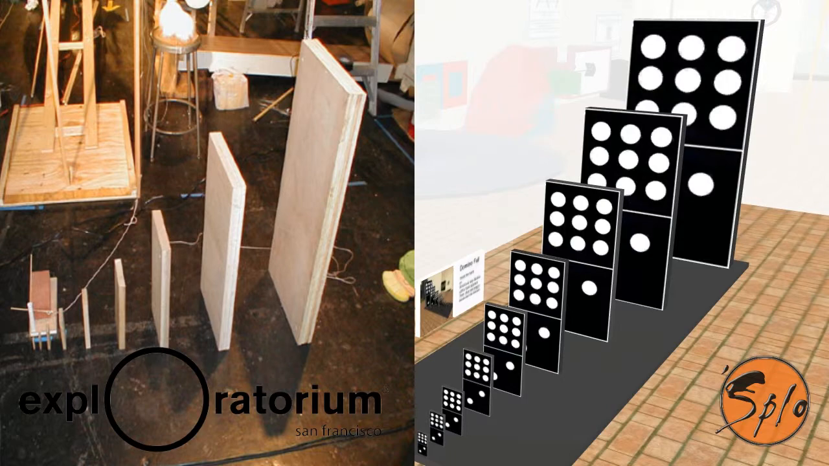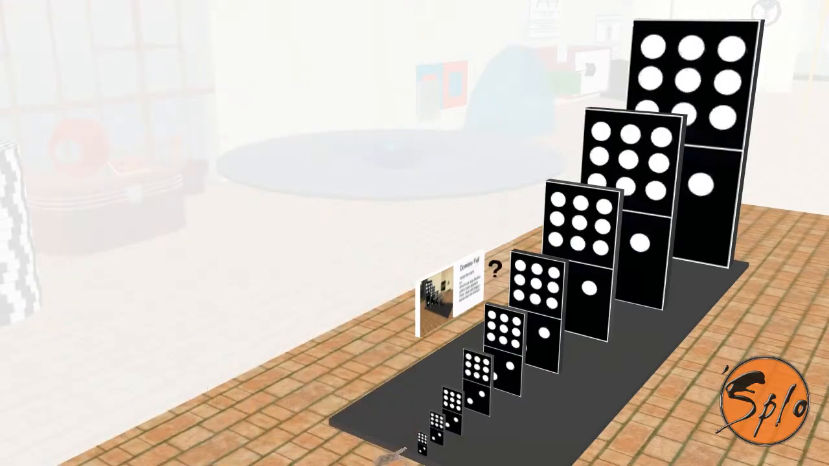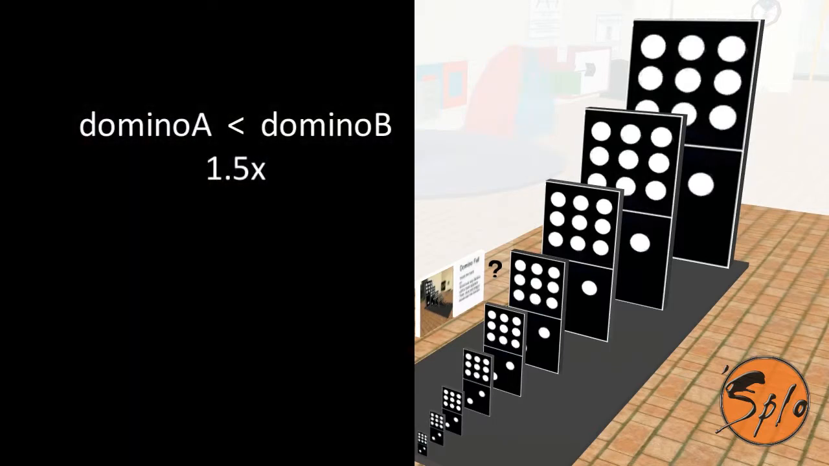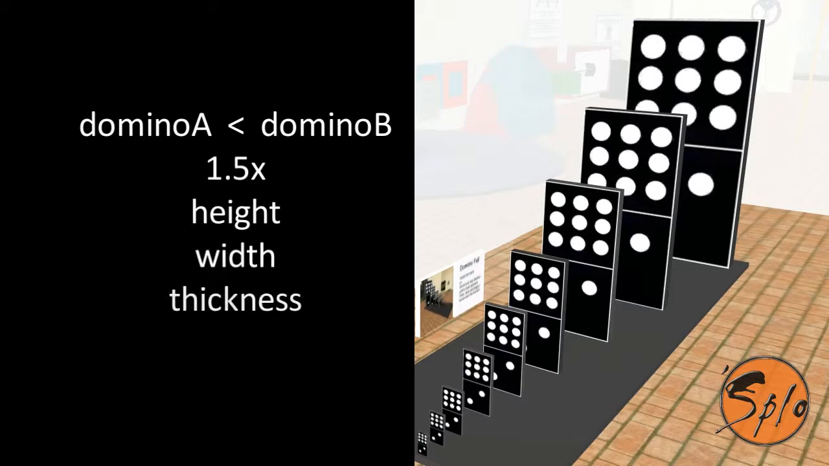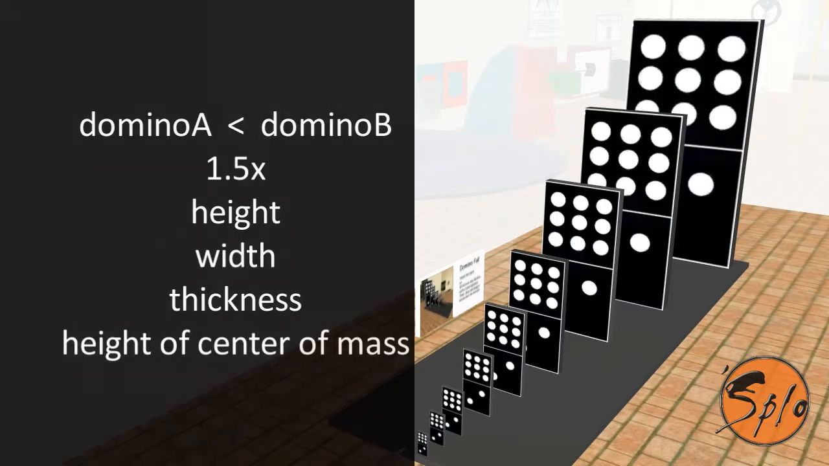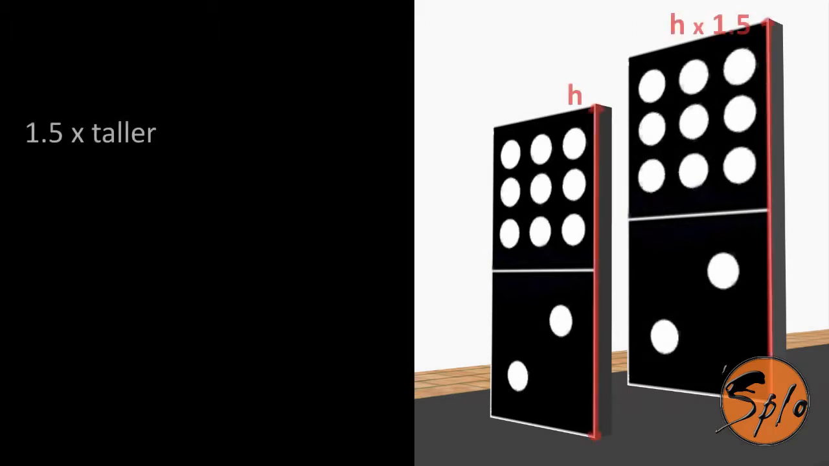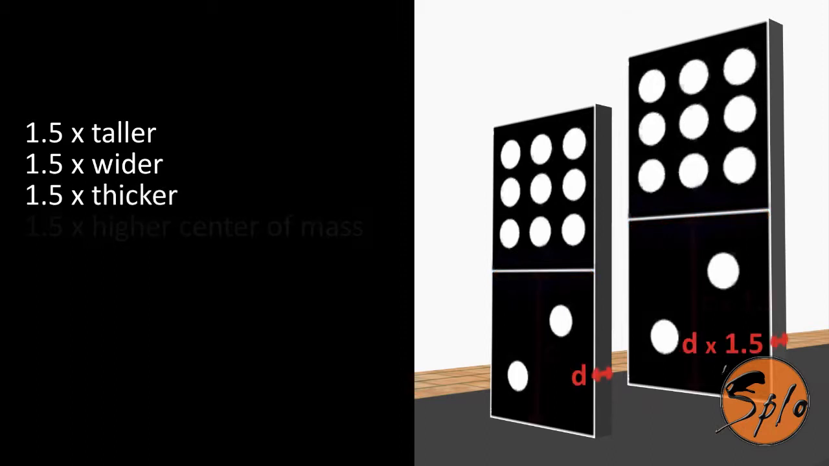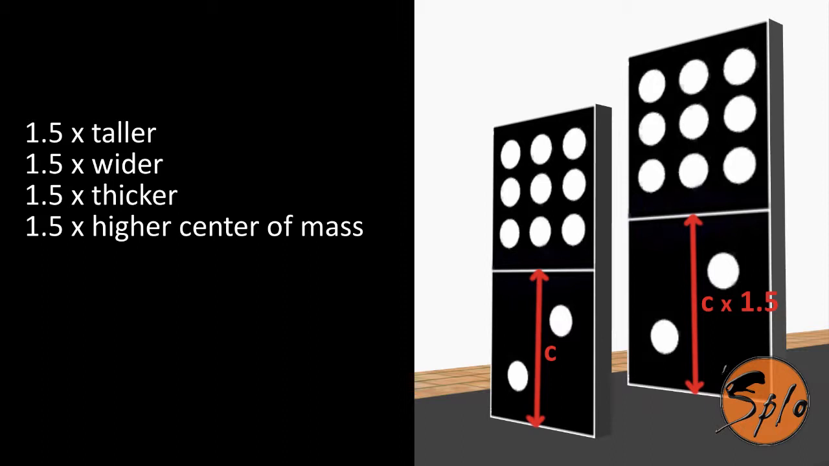So what's going on? Each subsequent domino is 1.5 times greater than the previous one in 4 properties: height, width, thickness, and height of the center of mass. That means each subsequent domino is 1.5 times taller, 1.5 times wider, 1.5 times thicker, and it has a center of mass that is 1.5 times higher than the previous domino.